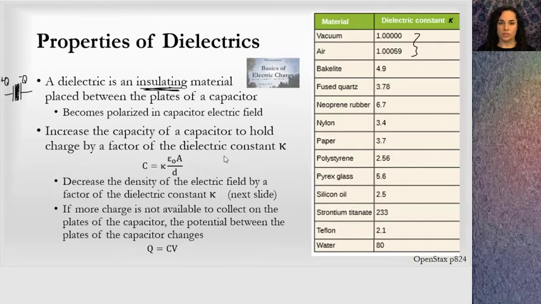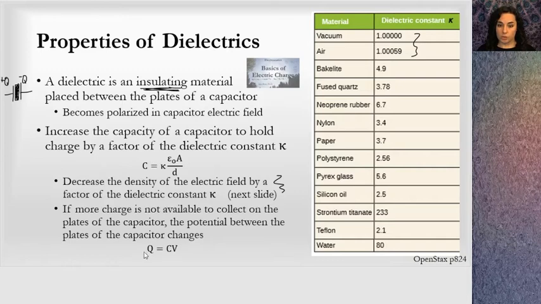That's what a dielectric does. It decreases the density of the electric field by a factor of the dielectric constant, and I'm going to show you how this works on the next slide. Also, because the capacitance is increasing, it would increase its capacity to hold charge, but if no more charge is available to collect on those plates, the potential difference between the plates changes.